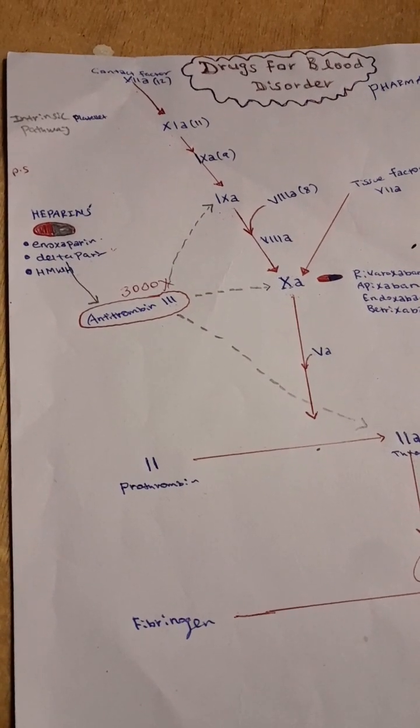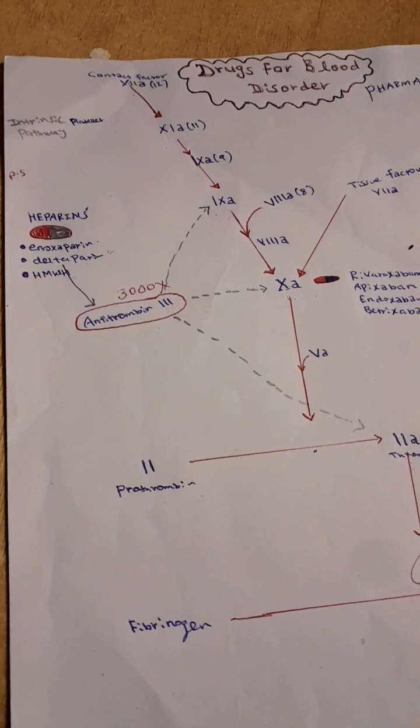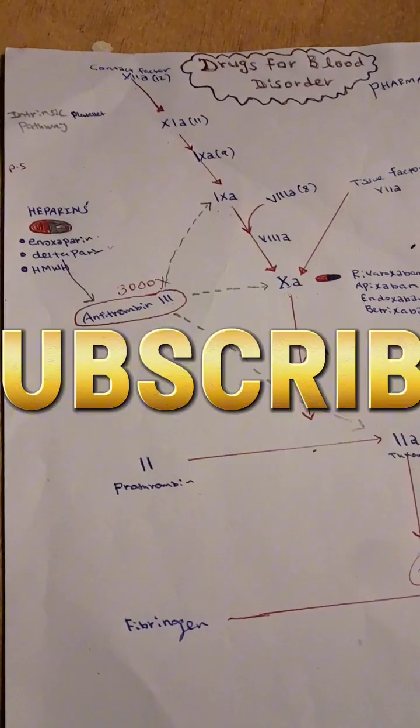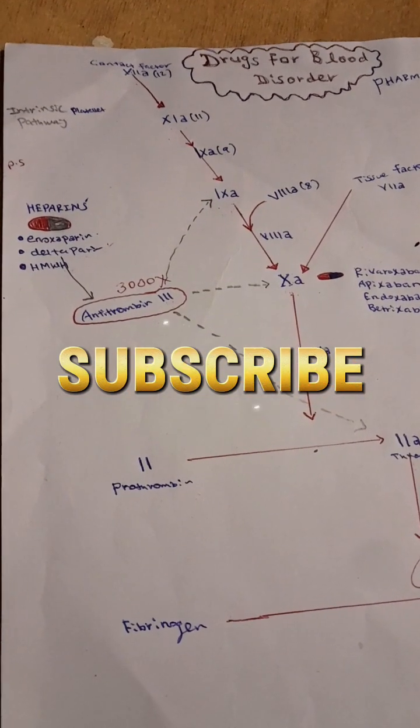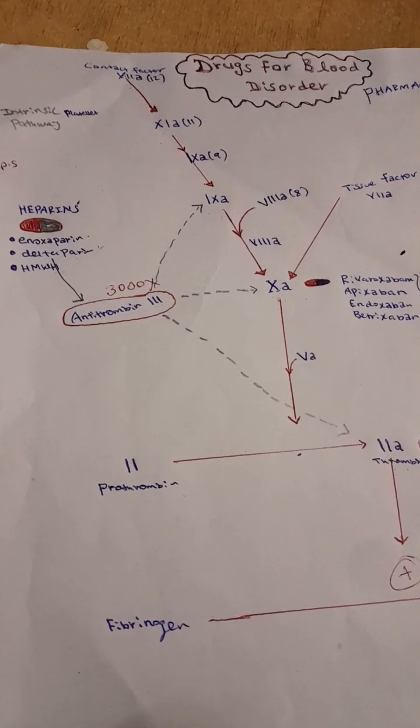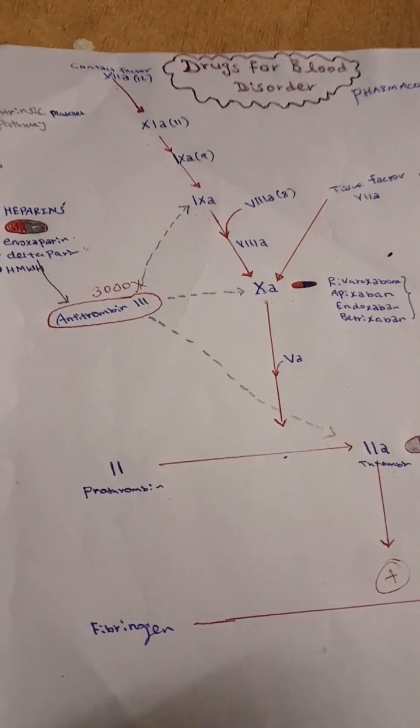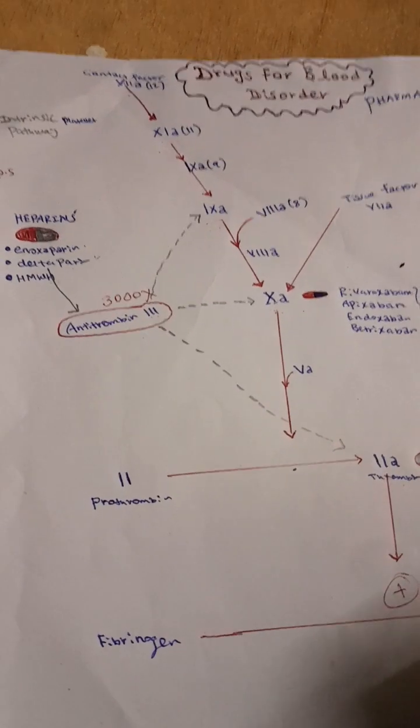In today's pharmacology tip, we will see the overview of drugs for the management of blood disorders, especially anticoagulant medication. So first, let's see the common coagulation cascade. This helps us to understand the targets of different medications.